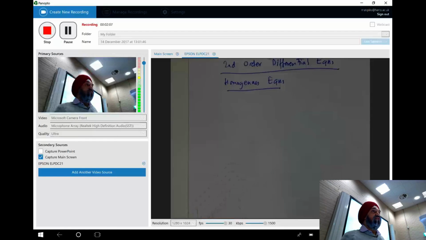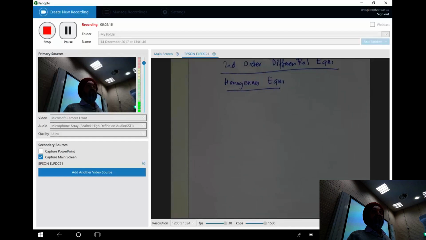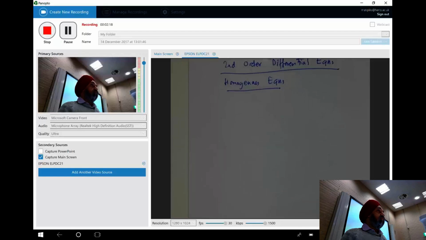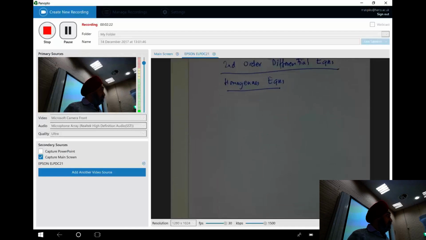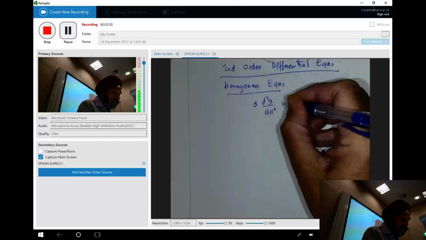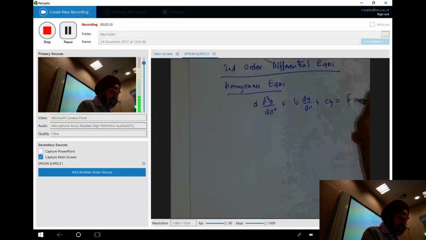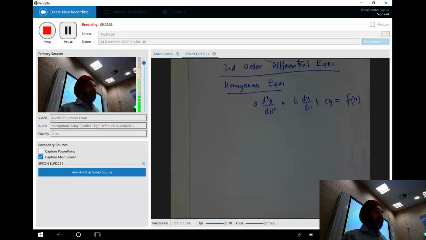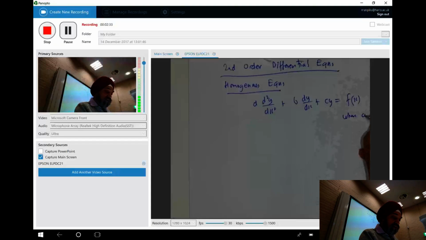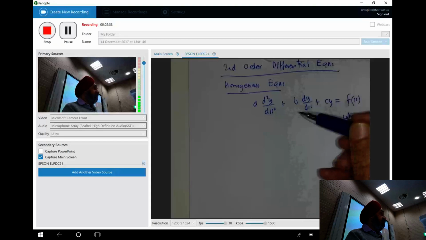I want to look at homogeneous second order differential equations. What is a second order differential equation? Come on, yeah. You've got a second derivative in there. So you've got something like a d2y/dx squared plus b dy/dx plus cy is equal to some function of x, yeah? You've got something like that, where a is not 0. Otherwise, if a was 0, you wouldn't have a second order, would you? You wouldn't have that derivative there.